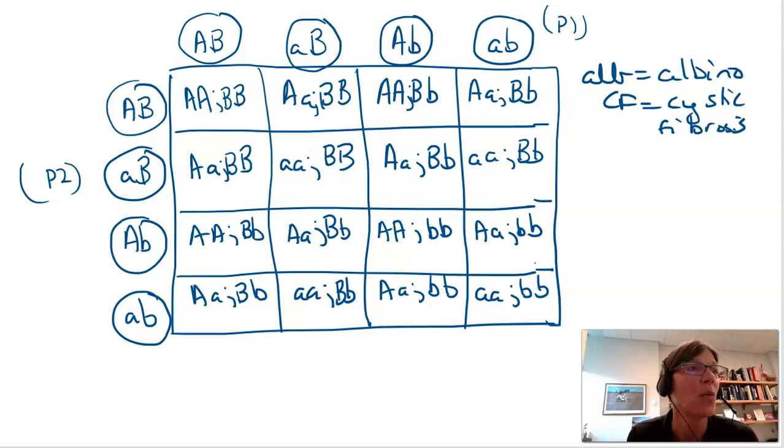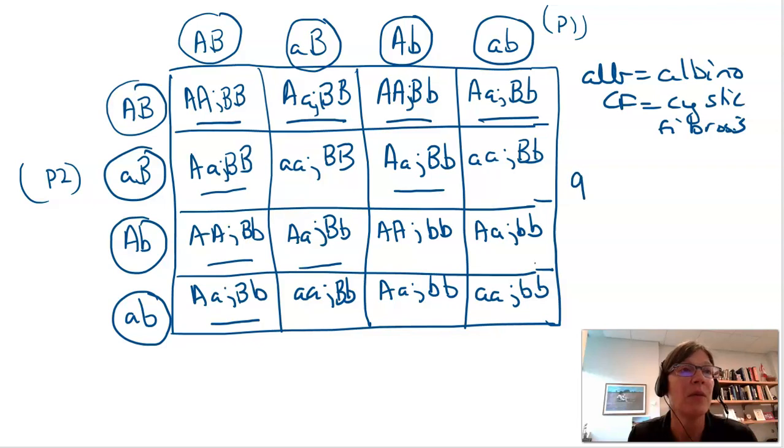So if I look at this square, no albinism, no cystic fibrosis. So I'm going to leave that off. If I look here, it'll be no albinism and no cystic fibrosis because we've got the dominant alleles present. Same is true here. Same is true here. Right? So in those squares that I've underlined, you're not going to see cystic fibrosis or albinism. You're not going to see it here, here or here, you're also not going to see it here. So 1, 2, 3, 4, 5, 6, 7, 8, 9. In 9 of them, we've got no albinism and no CF. Okay, 9 out of 16.